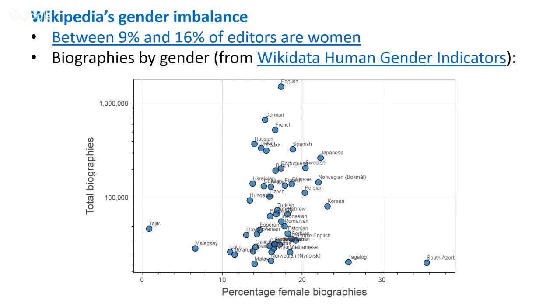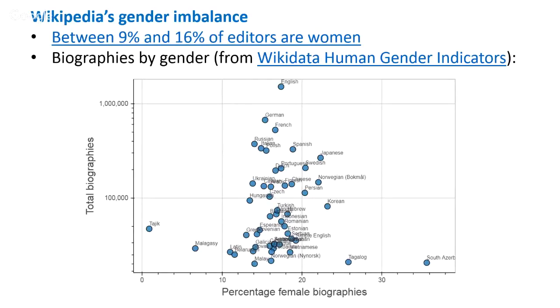This is a screenshot from the Wikidata Human Gender Indicators site. And again, I've given you the link here to that. It's worth having a look at that if this is something you're interested in, because it's worth playing around with. They have lots of visualizations which show you month by month changes. You can hover over the dots for each language and get more information and more context for precise statistics and so on. So I would urge you to have a look at that if you have time.